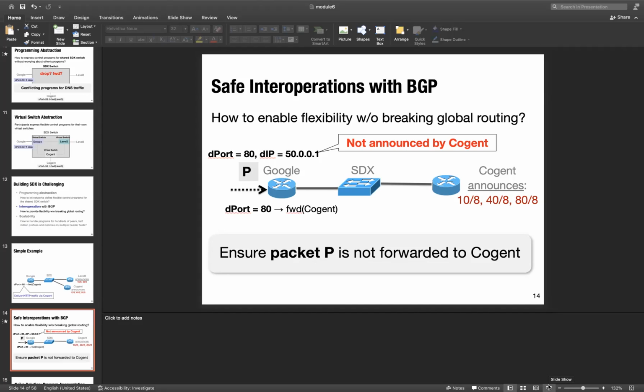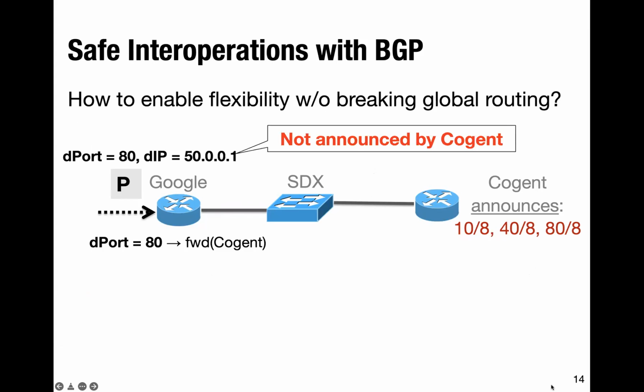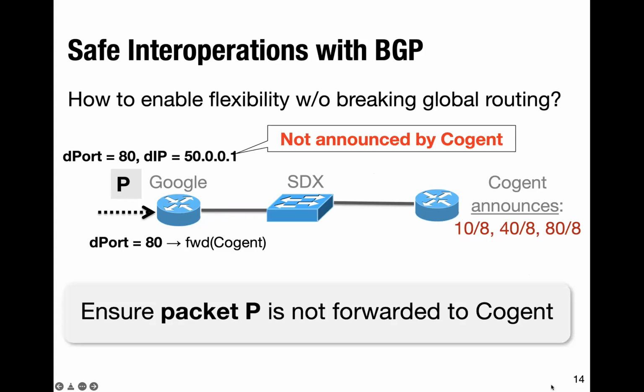Is that clear? Okay. So in short, when we say that we want safe interoperation with BGP, what we want to make sure is that these types of packets, because they are not announced by Cogent, are not forwarded to Cogent. Now, how can we do that?